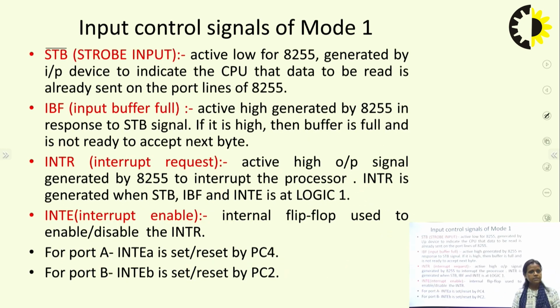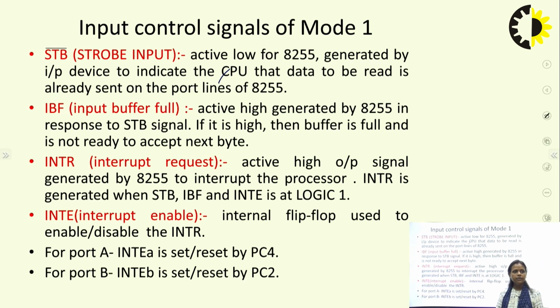So, now we will discuss the functioning of these signals. So, first is the strobe input. As we can see, this is active low for 8255. And this is generated by input devices to indicate to the CPU that the data to be read has already been sent to the port lines of 8255, right? Then the next is the input buffer full. Here this is active high. This is generated by 8255 in response to this strobe input, and if it is high, then the buffer is full and it is not ready to accept the next byte.